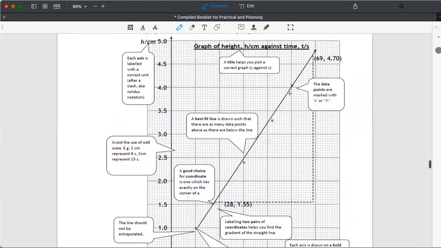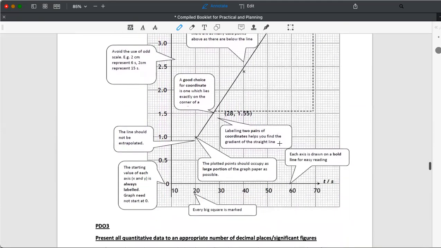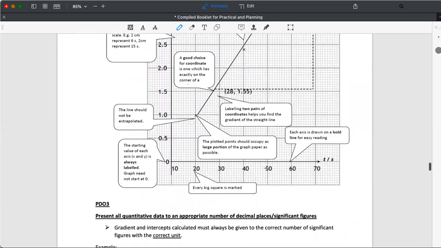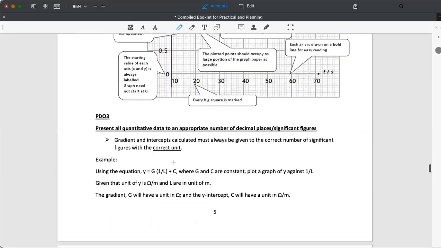Then, I think I talked about that already. Use bold lines for easy reading for the axis lines. The plotted points should occupy as large a portion of the graph paper as possible. Every big square is marked. Okay, the graph need not start from 0.